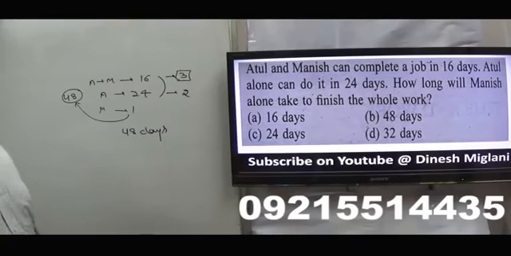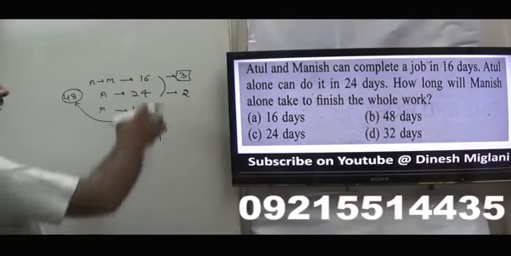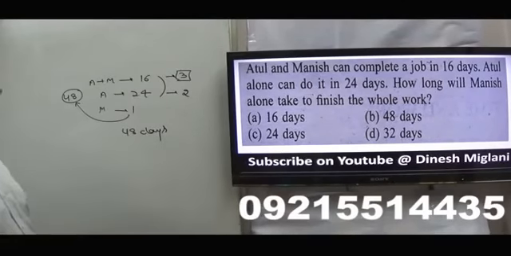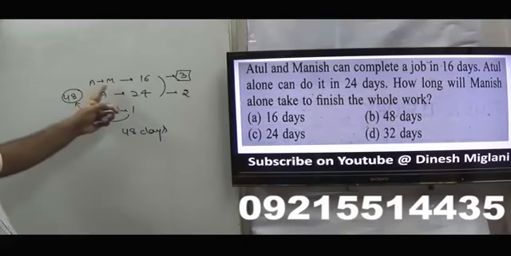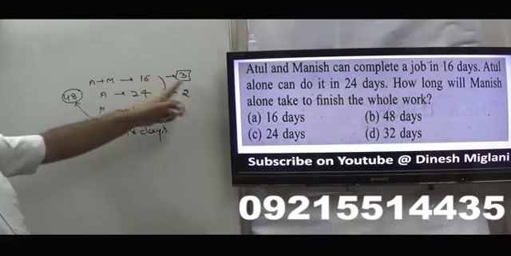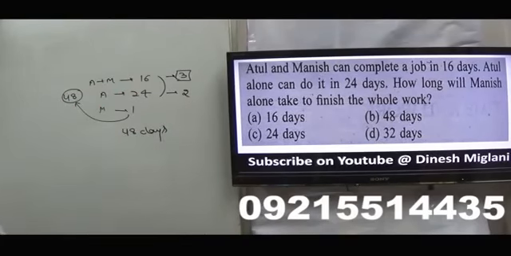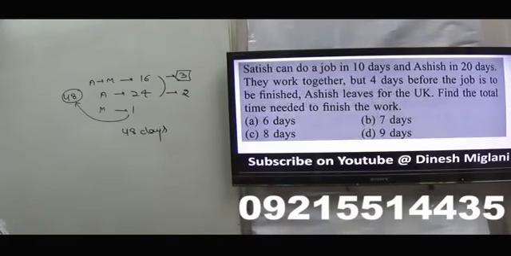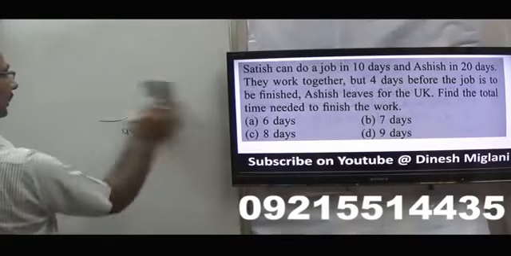Let us look at the question again. Atul and Manish take 16 days. Atul takes 24 days. So we have taken the LCM of 16 and 24, that is 48. So I can say Atul and Manish do 3 work in a day. Atul does 2, hence I can say Manish does 1. How much time does it take? 48 days, that's your answer. Let us take the next problem here.